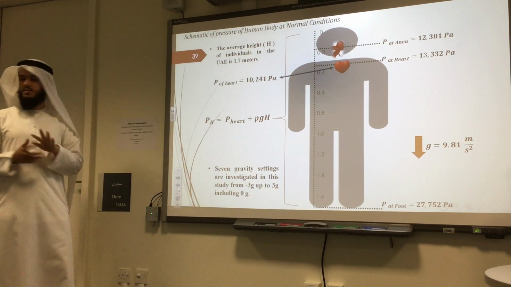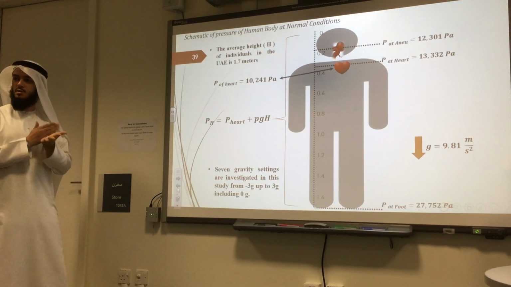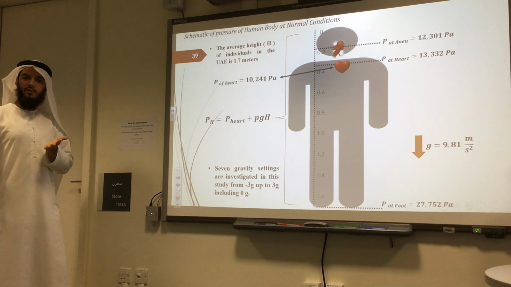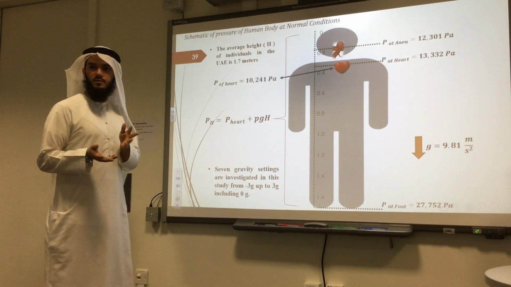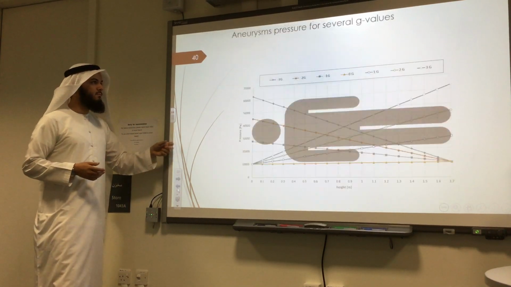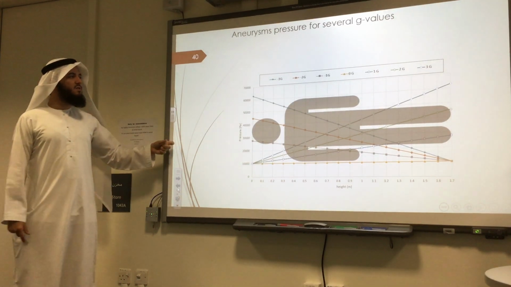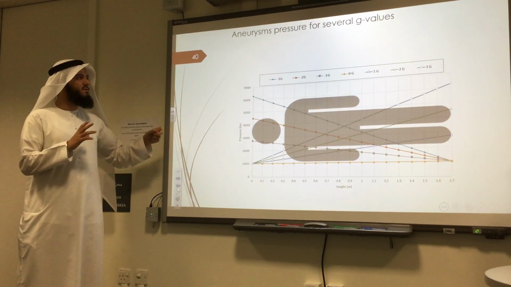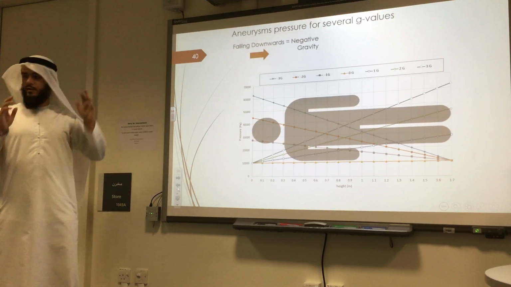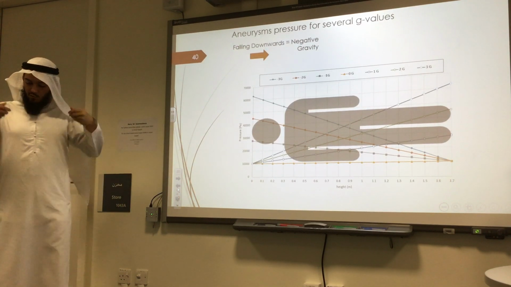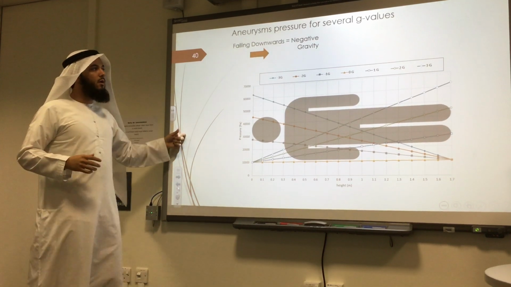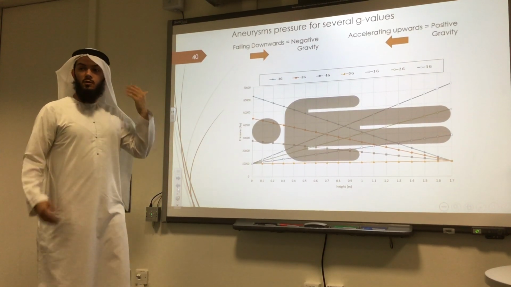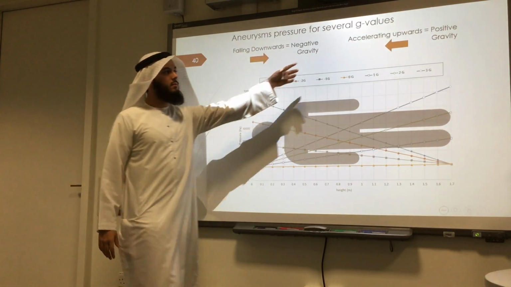We investigated 7 different gravities, from minus 3G up to 3G, including 0G. 0G would represent an astronaut in space. Again, just to make sure everyone is on the same page, if you are falling downwards, you're getting negative gravity, because all the blood is concentrated here. If you are accelerating upwards, blood is concentrated in the foot, positive gravity.